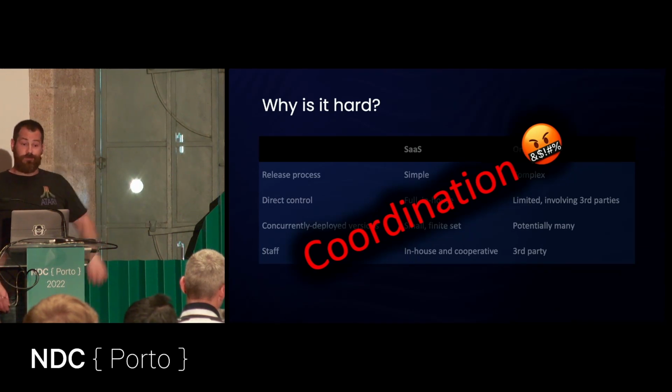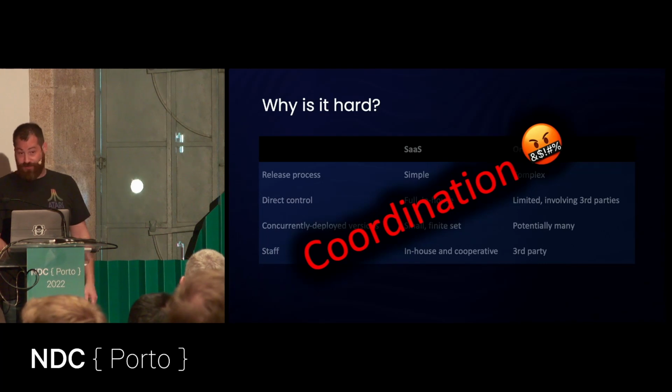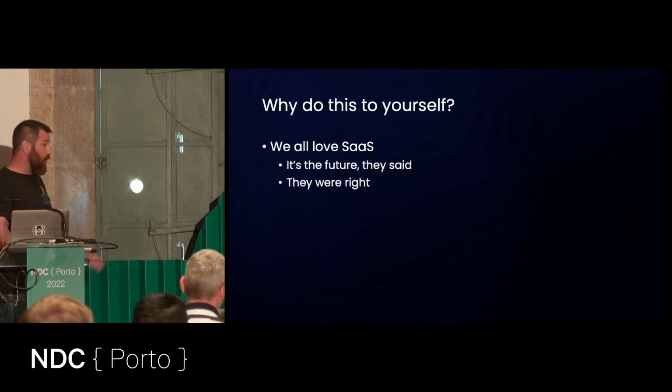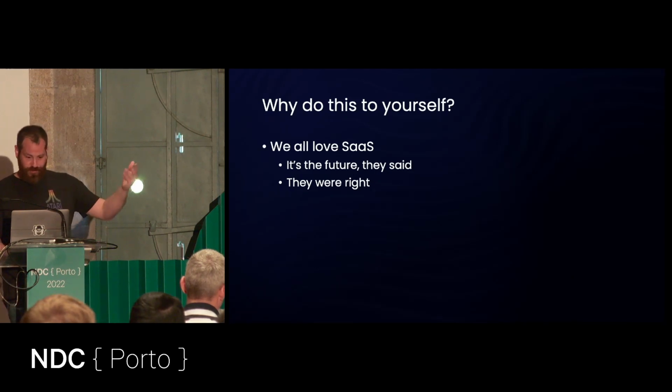Which begs the question, why would you even do that? Why would you do that to yourself? Why would you run on-prem if SaaS is an option? Well, we all love SaaS. We've been doing SaaS development for years and years and years. It's a wonderful and simple and easy model, but it's not really always an option.